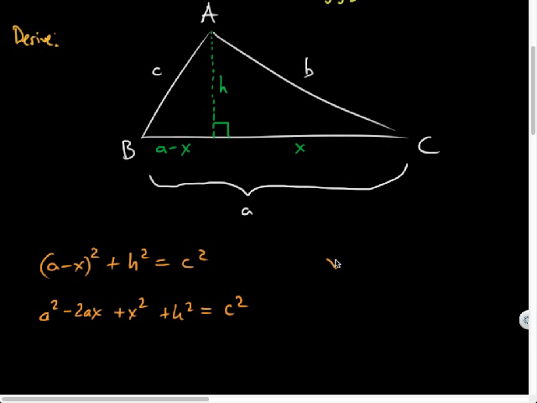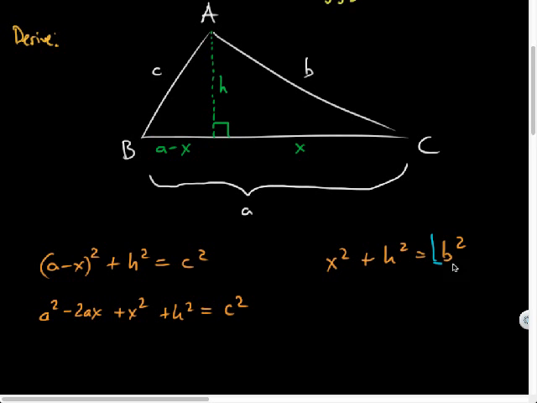Or I'm going to switch it around just a little bit for sake of friendliness, but you are not wrong. X squared plus h squared equals b squared. And the reason I'm doing this is very particular: have I seen another x squared plus h squared anywhere in my work so far? Yeah, kind of. Yeah, right down here, right?